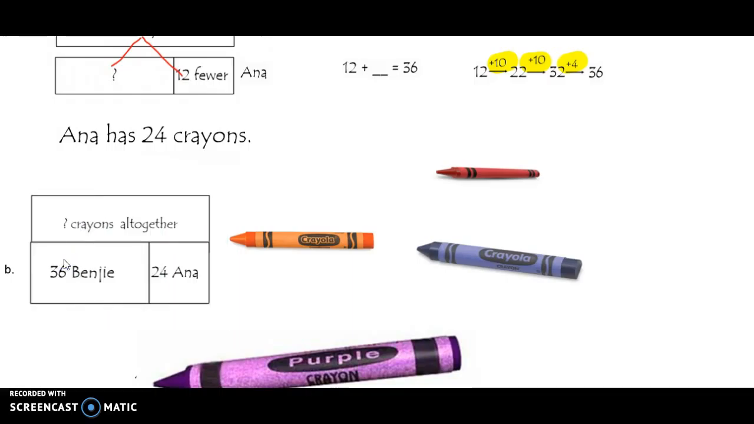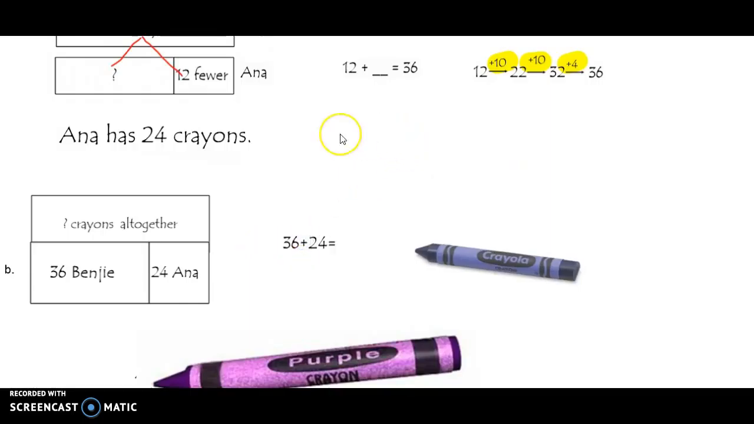In my tape diagram, I said that Benji has 36 and Anna has 24. What we don't know is how many they have all together. So I'm going to have to create a number equation. For my number equation, because I have to find out how many all together, I'm going to use the operation of addition. So 36 plus 24 equals, we don't know.